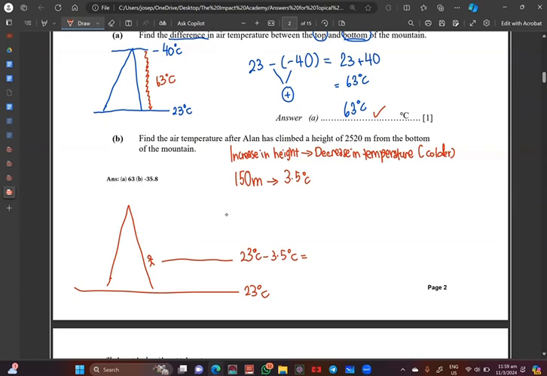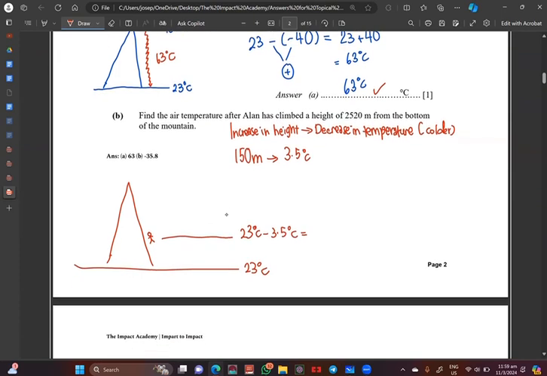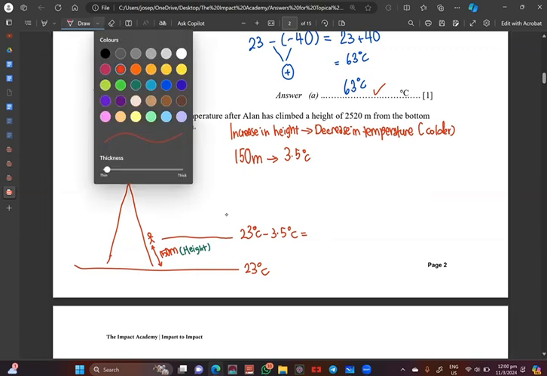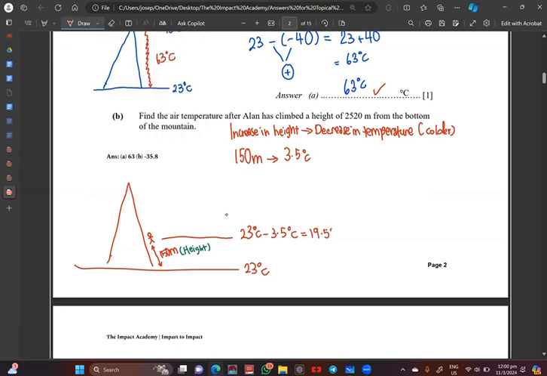Very good. Now, here's what we are going to do. We're going to find out from here to here, from here all the way to here is what? 150 meters. Can you understand so far? So this is my height. Make sense? So when I do 23 minus 3.5, we get to an answer of 19.5 degrees Celsius. Agree or disagree?